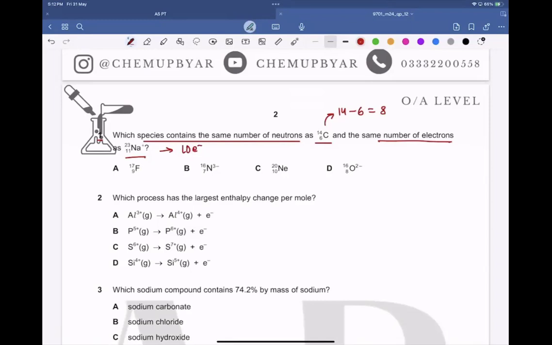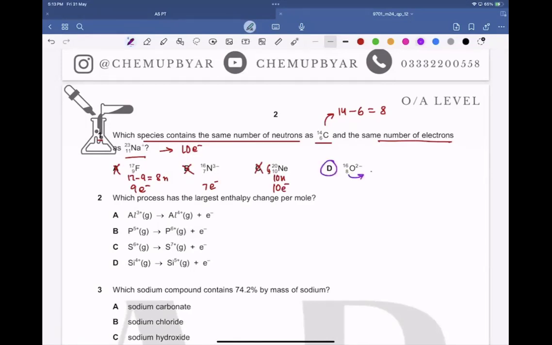which one has both. So if I subtract 17 minus 9, I'm getting 8 neutrons, and it has 9 electrons, right? So A goes wrong. Okay, if you see, it has 6 electrons, so B goes wrong as well. It has 10 electrons and 20 minus 10 also gives you 10 neutrons, so C goes wrong as well. It means I'm left with only D. So D is the correct answer.